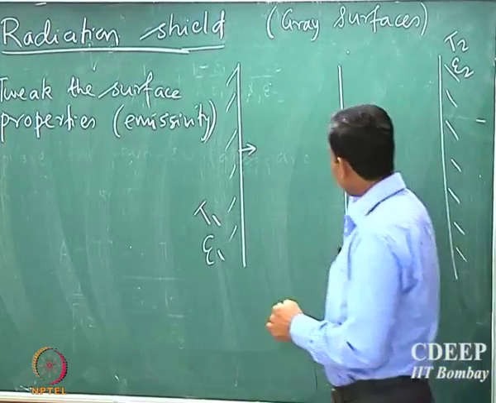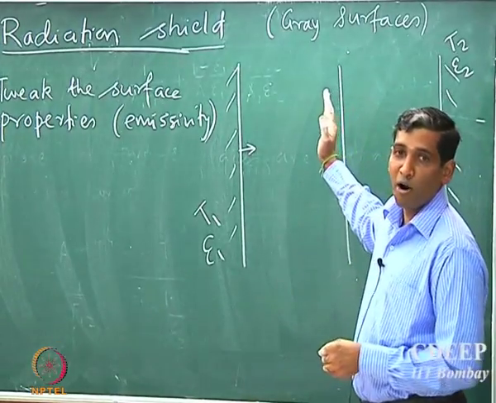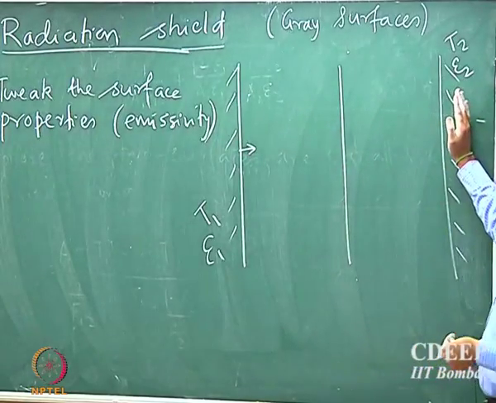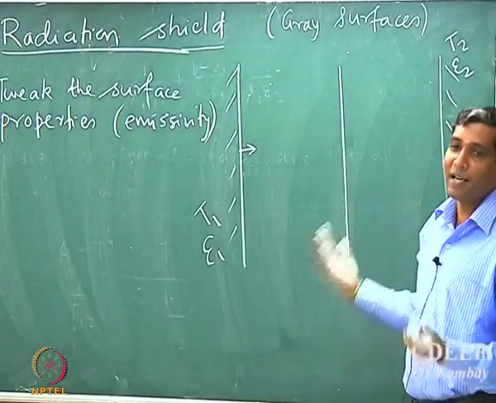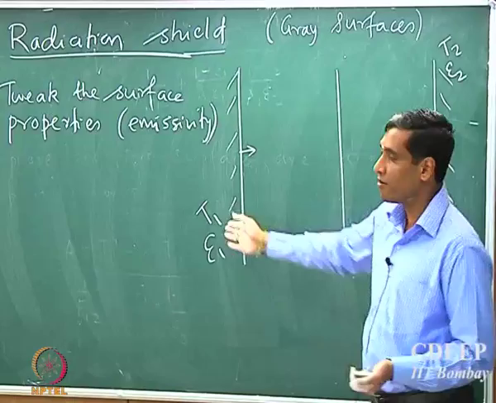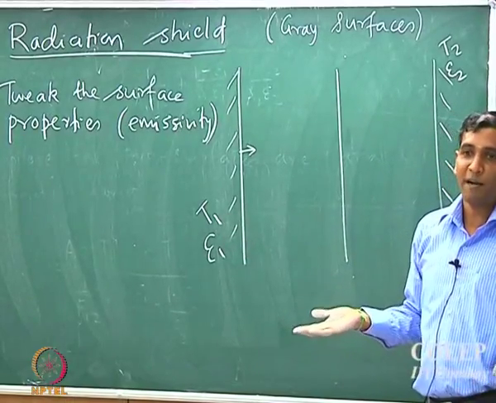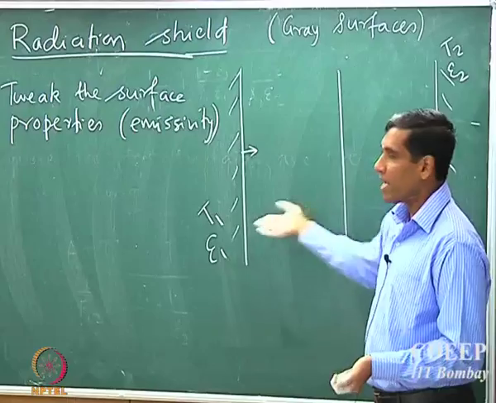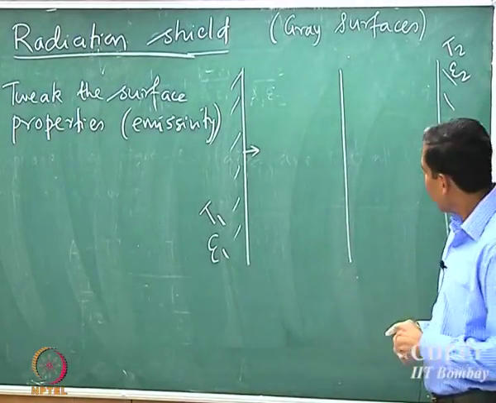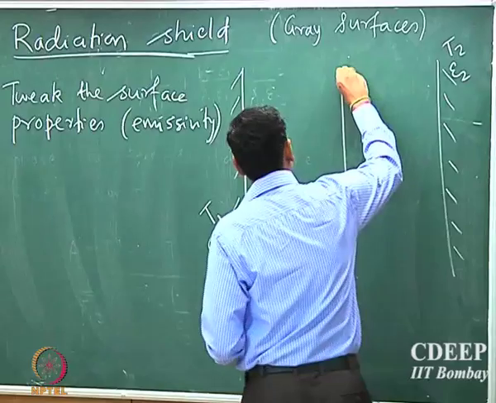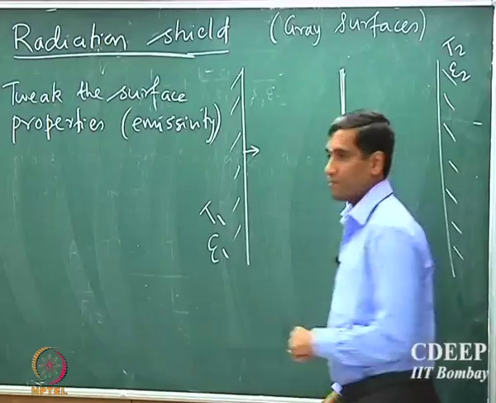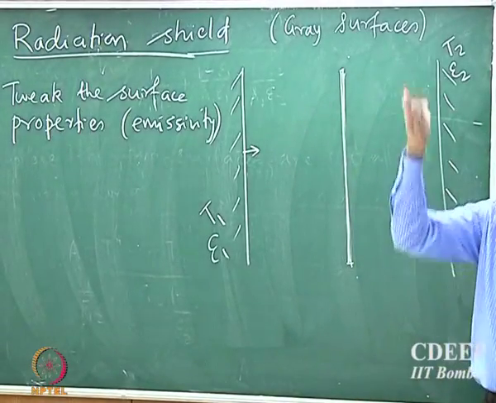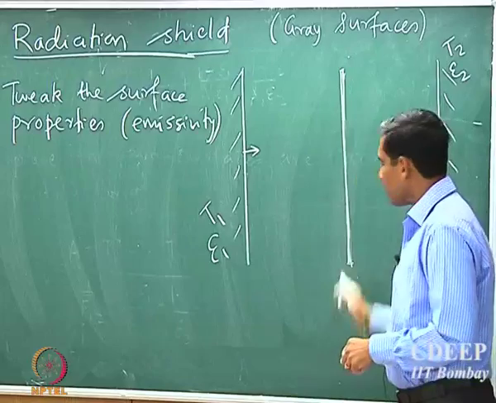So we need to place something in between in order to protect the second surface from receiving the radiation emitted, or minimize the radiation that is received from surface 1. It cannot be completely zero, but you minimize it as much as possible. And the way it's done is, you put a finite thickness material, a surface, in between.